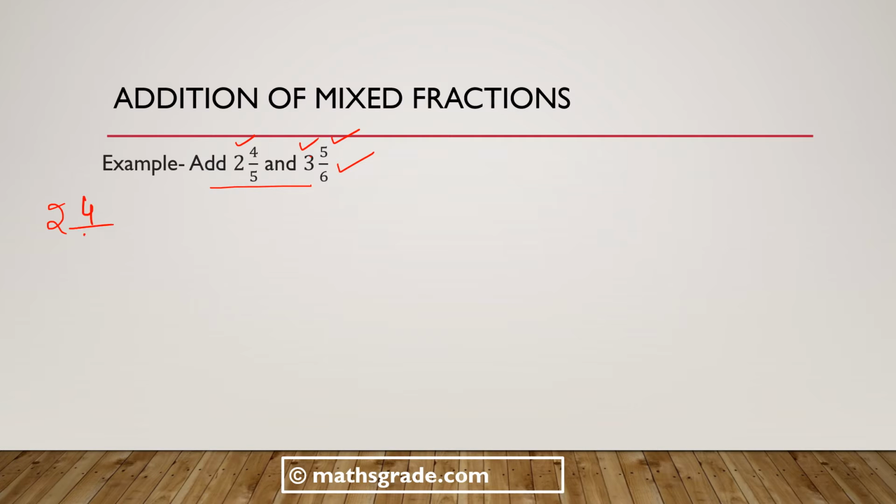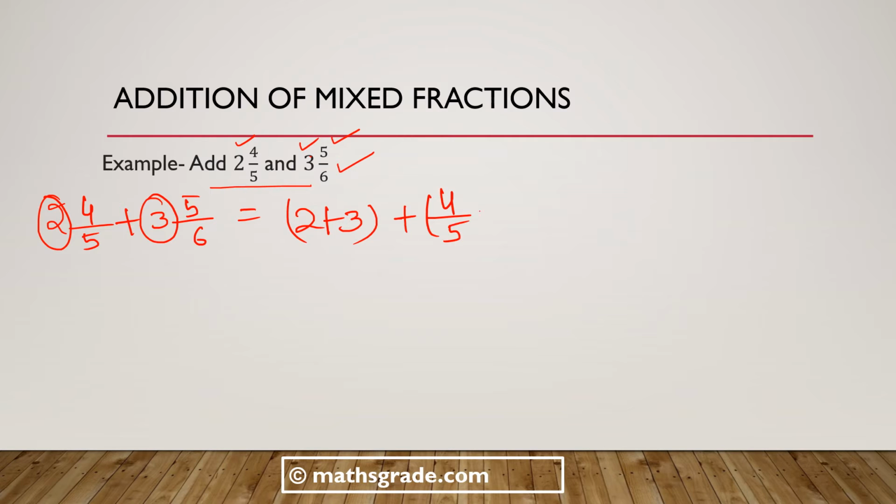2 4 divided by 5 plus 3 5 divided by 6. In the first mixed fraction, the whole number is 2 and in the second mixed fraction, the whole number is 3. Now we have to add the whole numbers, 2 plus 3, then we have to add the proper fractions, 4 divided by 5 and 5 divided by 6.